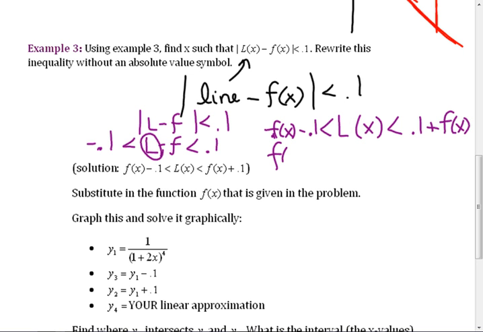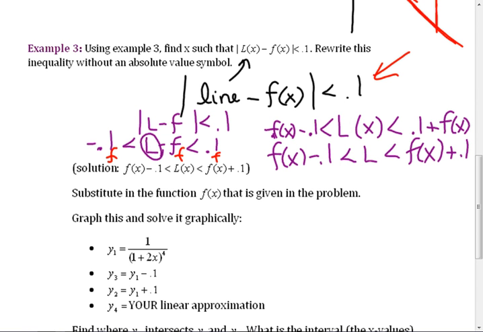I want to clean it up a little bit. L is between f of x minus 0.1 and f of x plus 0.1. I added f to every side, all three sides actually. It's a way to do it. You might find other ways to do it. Could you just type this into your calculator and do it that way? Yes, you could. So if you want to get your calculators out, let's do this.